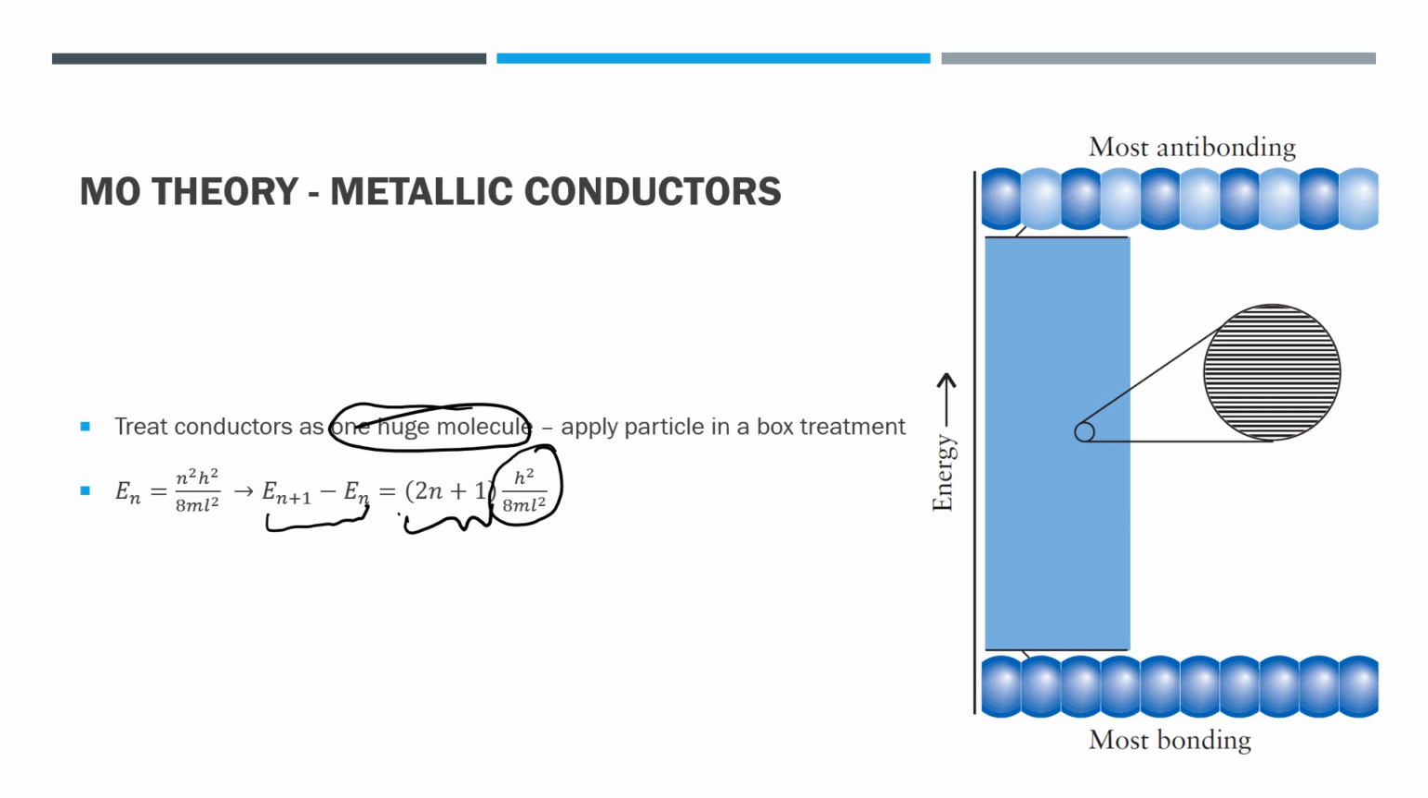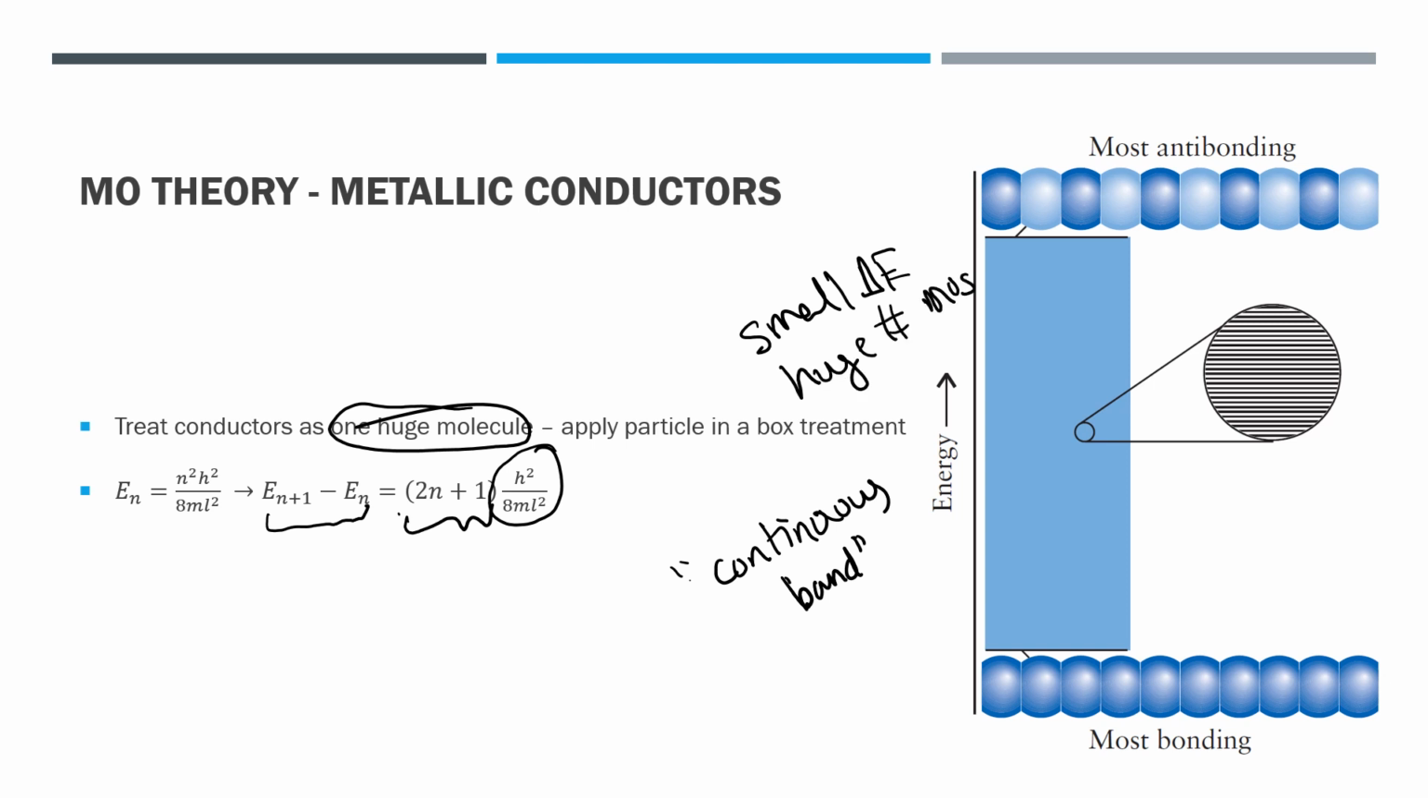So what does that result in? That results in a nearly continuous band. This comes from two things I want you to remember: small delta energies between molecular orbitals and a huge number of MOs. These are the two key facts that basically ground band theory.